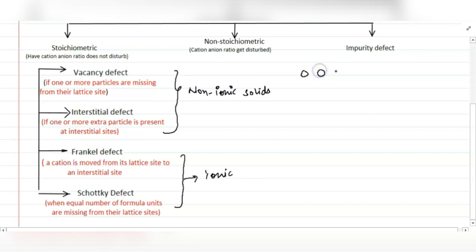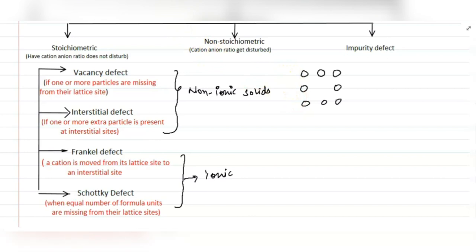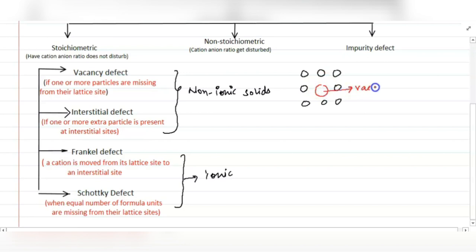Like this, 1, 2, 3. So you can see, one particle is missing from its lattice point. This is a vacancy, which is created by a vacancy defect. So they are shown by non-ionic solids. Due to this vacancy, the cation and anion ratio remains the same. They don't have cations and anions, so the ratio is not disturbed. So there is no question of ratio error here.